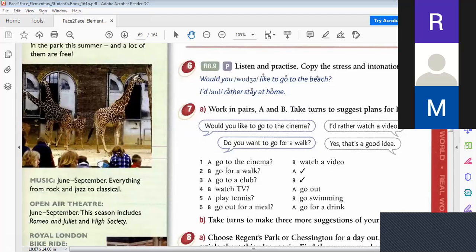No, not the beach again. I'd rather go somewhere different. He's right. We went to the beach last weekend. Would you like to go to London then? Yeah, that's a good idea.